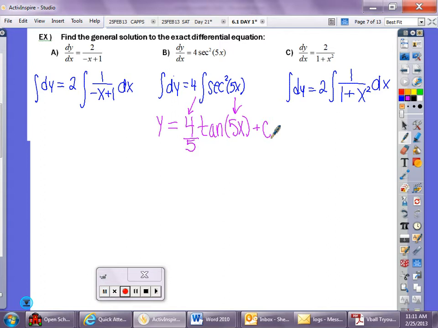When the inside's a line, that's one way to say it. The other way that I've said it, when the derivative of the inside, thank you Lottie, is a constant. Okay? That's the only kind of chain rule you can undo right now. In 6.2 you'll learn how to undo more of them. Alright, so we got letter B.